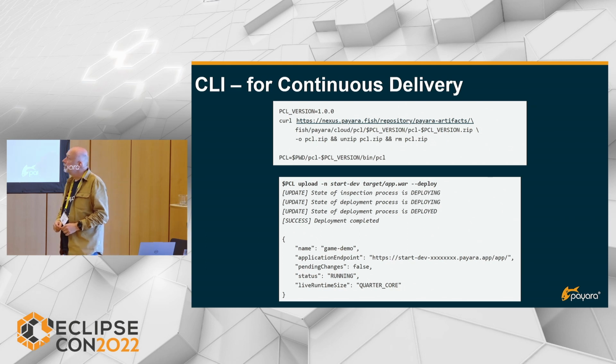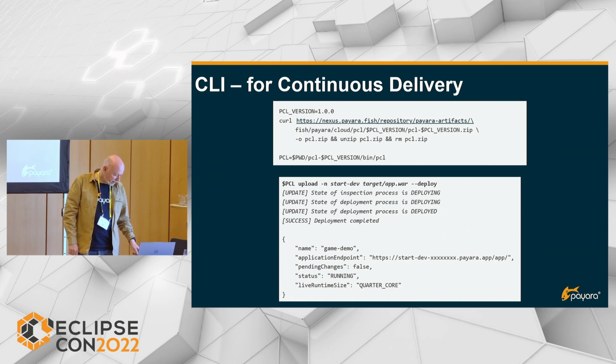So for example, we have here just the command line at the top, how to get it, and then you go command line just to upload a WAR file. And we have a demo of GitHub Actions for doing that from GitHub Actions, so you can commit and deploy. Okay.